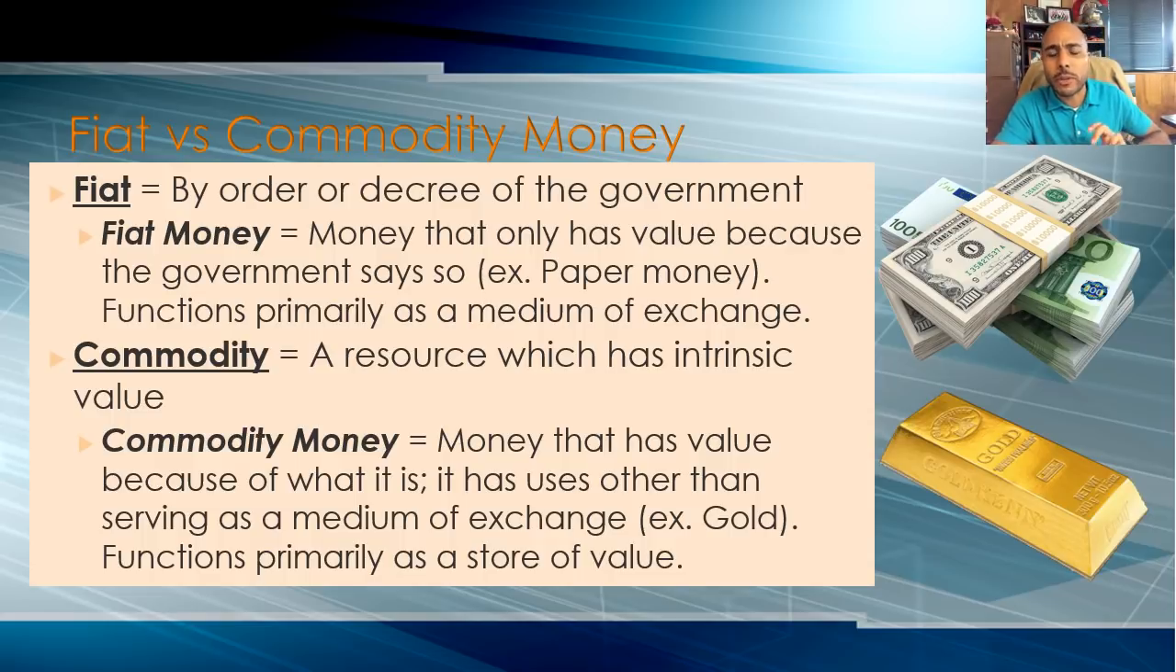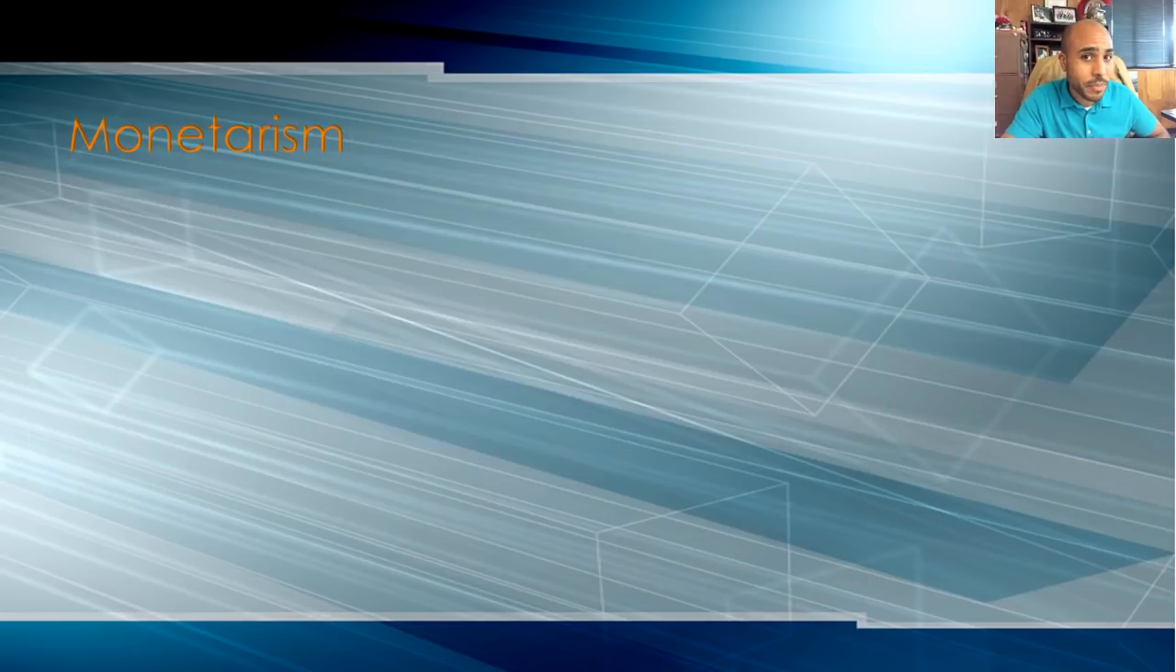So make sure you know the difference between fiat money, which is just paper money that's issued by the government, and commodity money, which is money that has intrinsic value because of what it is. It has uses other than serving as a medium of exchange.